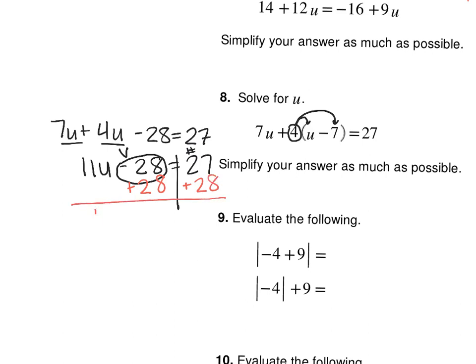And you're left with 11u equals 8 plus 7 is 15. Add 1 up there, that's 55. 11u equals 55. Divide by 11. U equals 5. Again, you can check that.